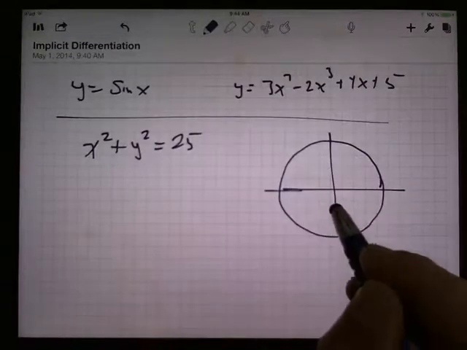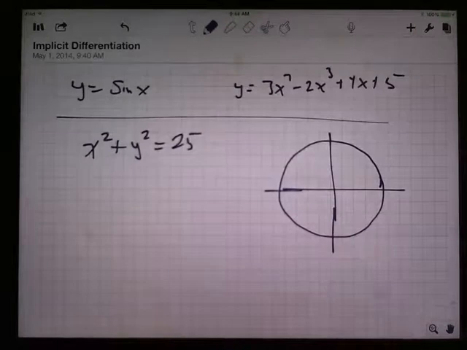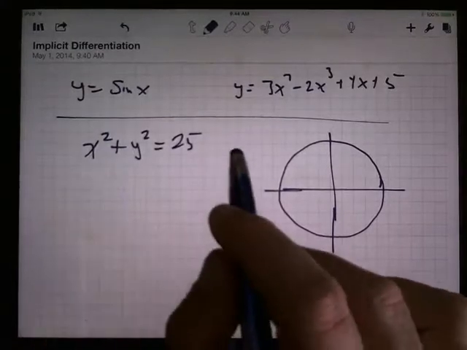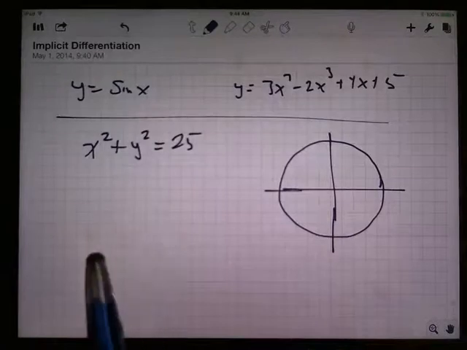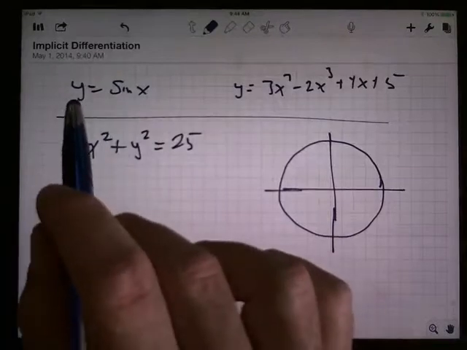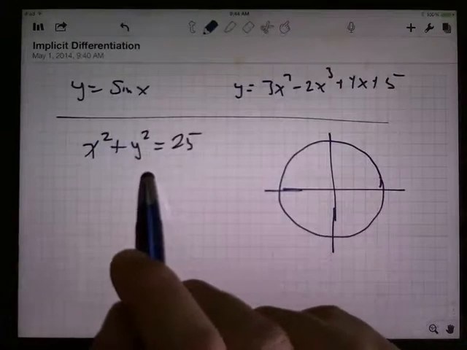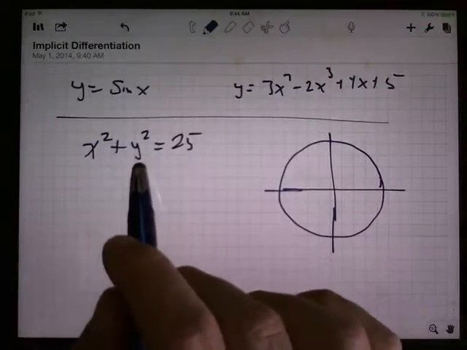I don't know how well I did there, but now, if I told you a value of x and asked what's y, you'd have to do some work. You plug it in, and you have to move that over to the other side. Y is not explicitly stated, like y is sine x, or y is this. Y is just part of the equation. But if I gave you a value of x, you could find y.